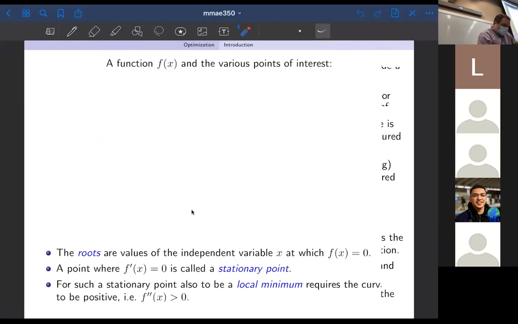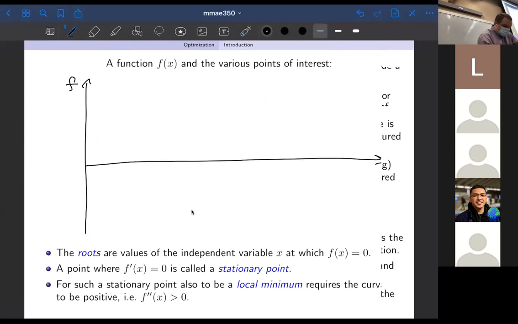All right, so let's take a look at a generic function f of x that looks something like this.